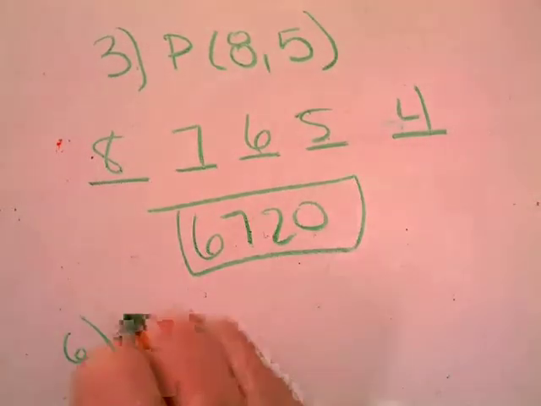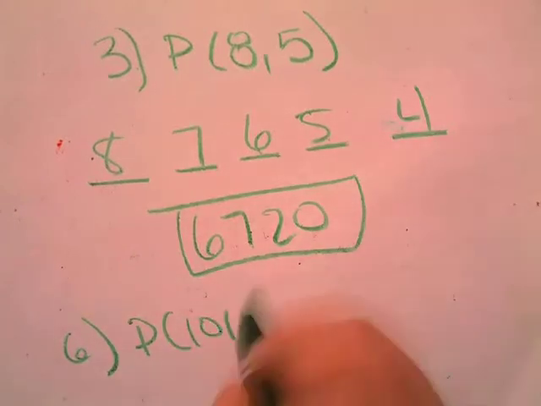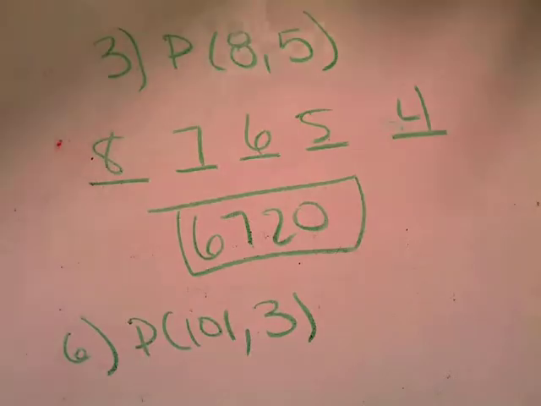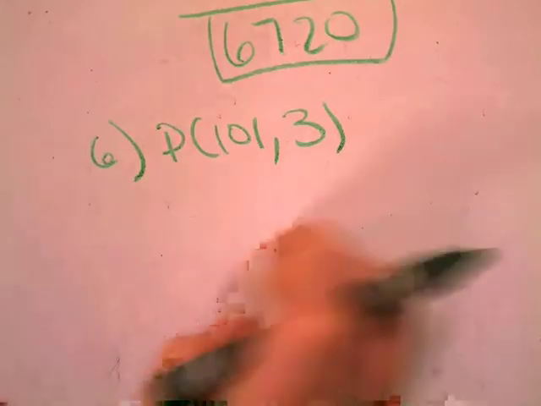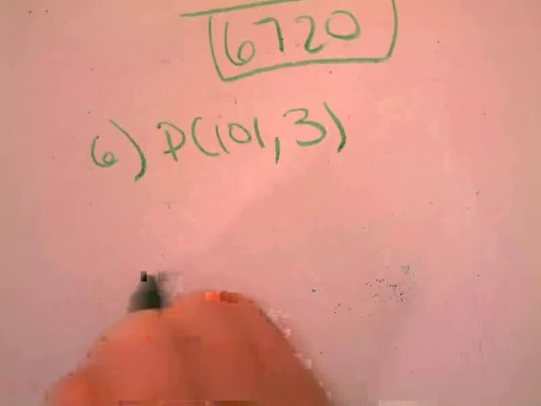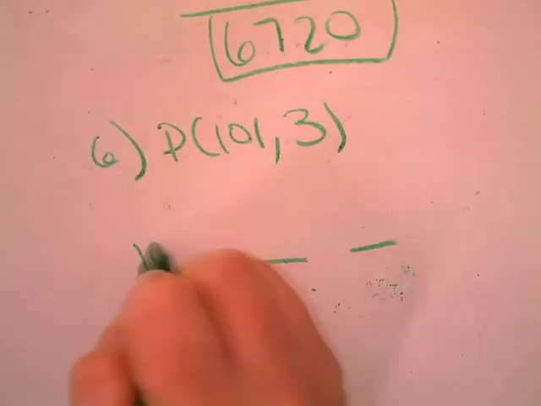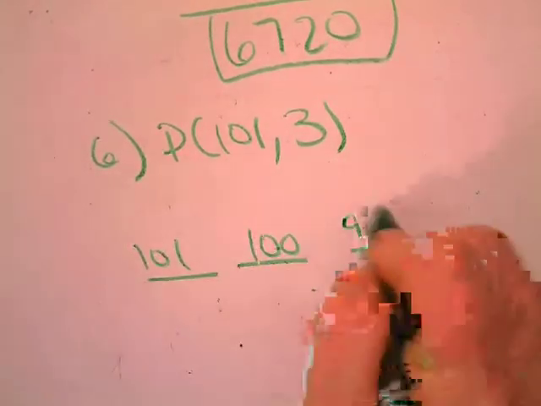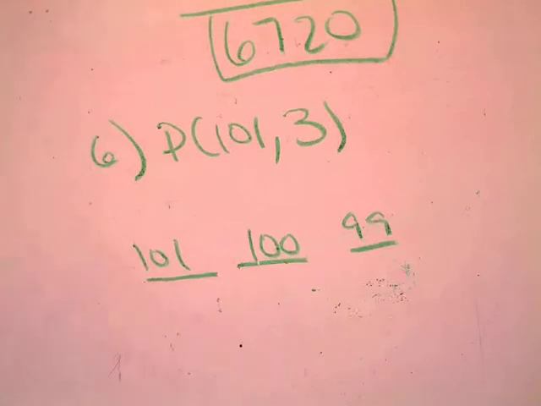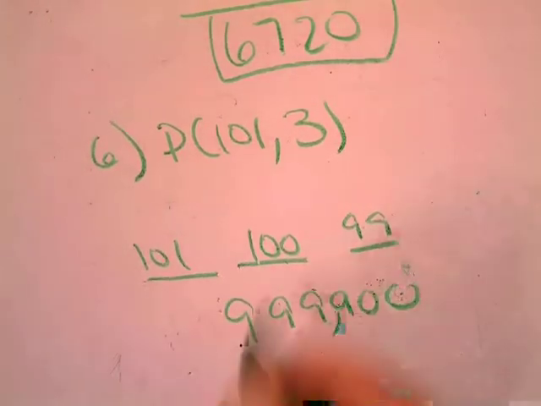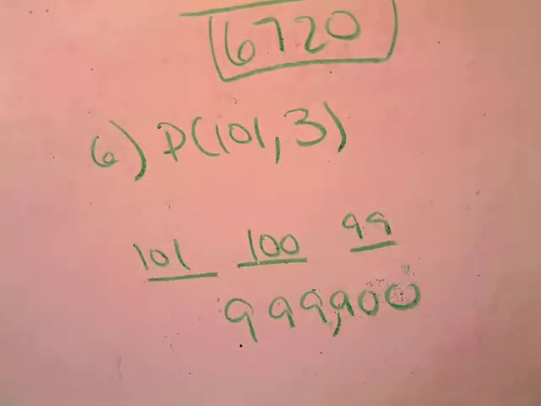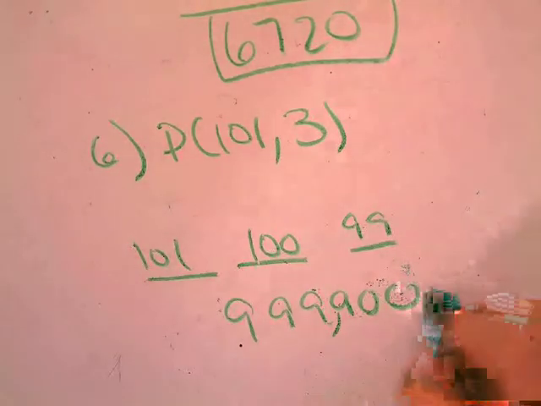Right, number 6, we have a permutation of 101, 3. So there's 101 options going into 3 different slots. You have to choose your first, second, and third choice. 101, 100, 99. 101 times 100 times 99. 999,900. So 999,900 different arrangements.